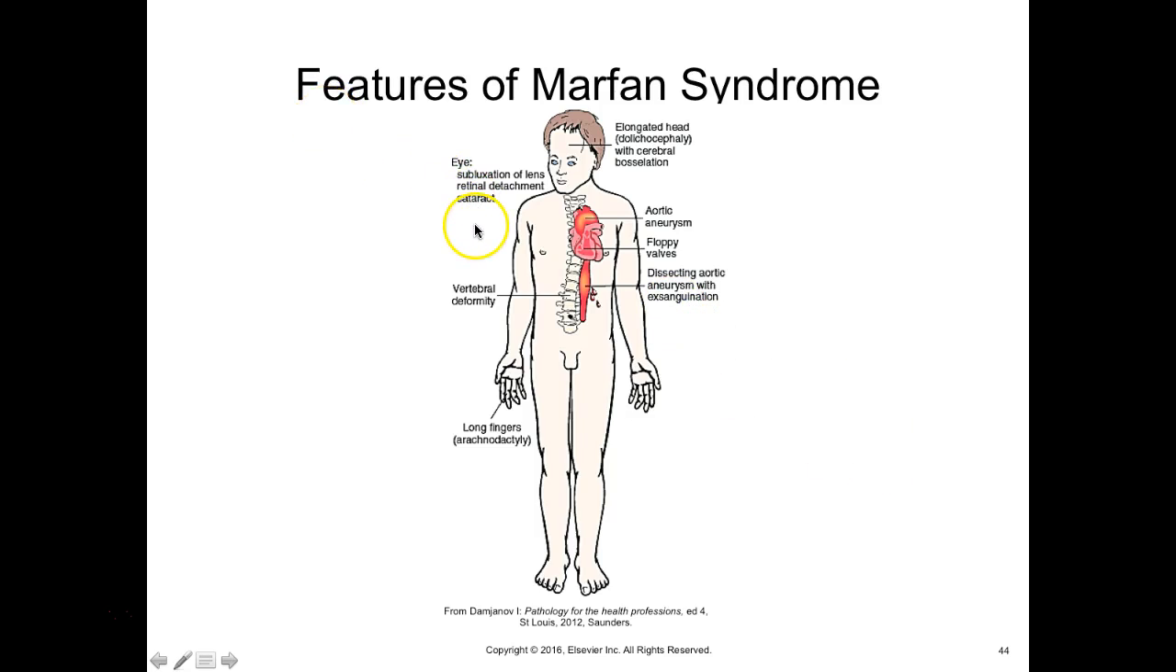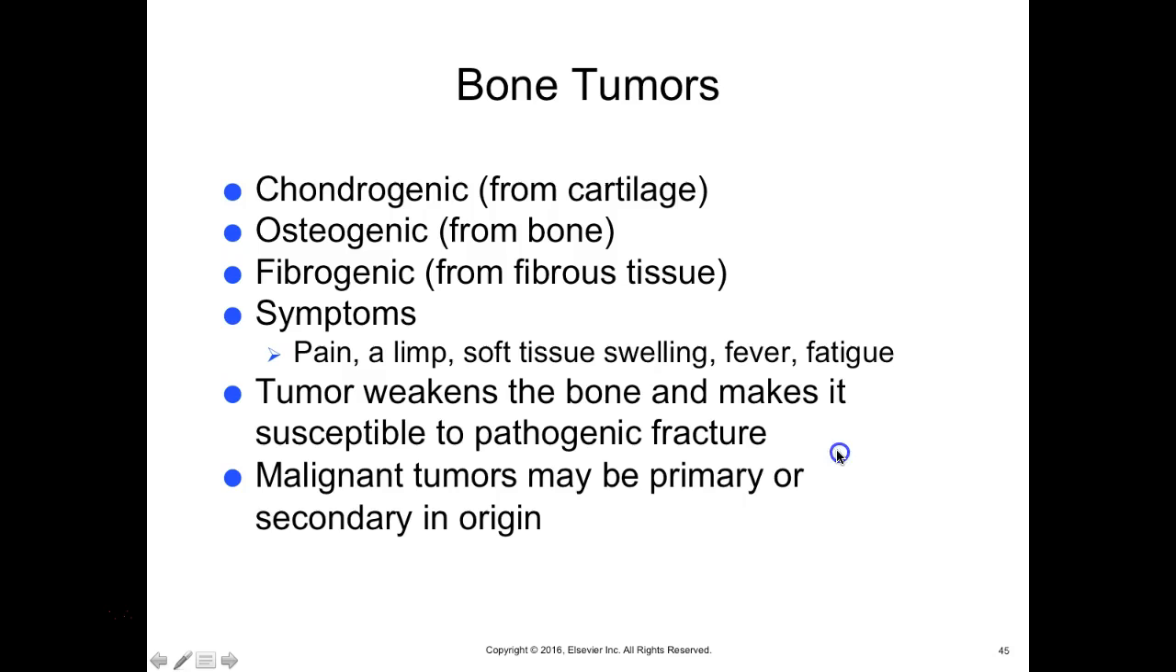So the lens is affected, retinal detachment, cataracts, elongated head. Someone with Marfan's is actually pretty easy when you see them to know that they have Marfan syndrome, of course, if you know what you're looking for. We worry about aortic aneurysms, so that would pretty much be immediate death if the aorta ruptures, vertebral deformities and long fingers and toes, and then they also may have floppy valves, so heart valves.